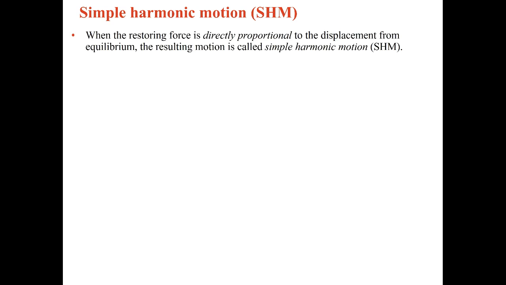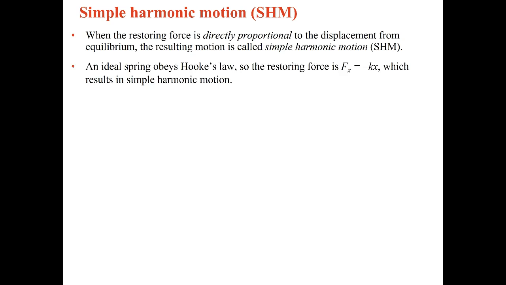Well, let's talk about simple harmonic motion. Okay, simple harmonic motion occurs when the restoring force is directly proportional to the displacement from equilibrium. One example of this would be an ideal spring which obeys Hooke's law. So the restoring force is F of x equals negative kx. So when the force is proportional to the displacement, force is proportional to x.